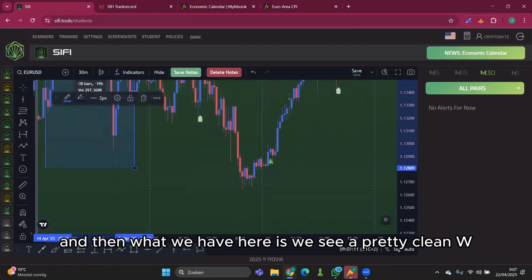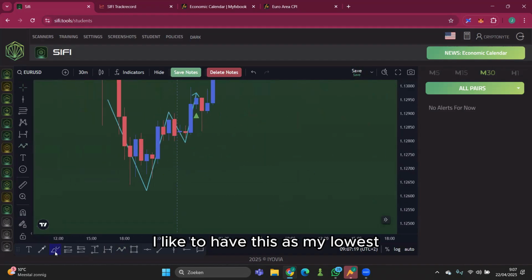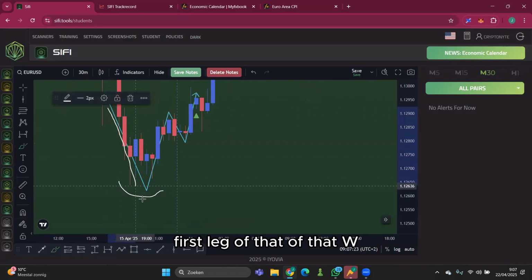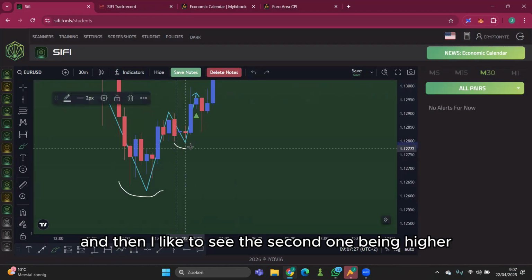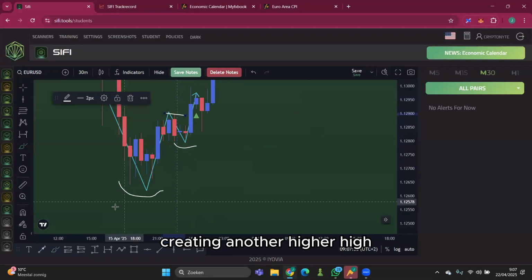And then what we have here is we see a pretty clean W, the way I like it. Like I said, I like to have this as my lowest low. This is always my lowest low, first leg of that W. And then I like to see the second one being higher. And then ideally, this neckline here is broken as well, creating another higher high.